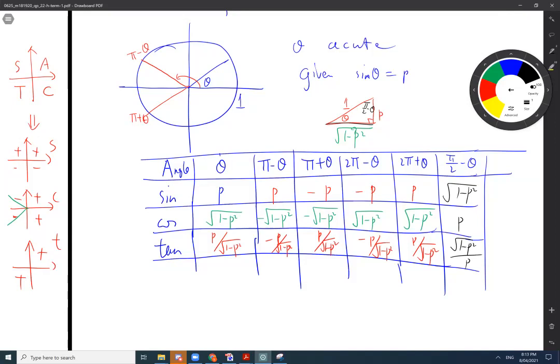This is the idea about the unit circle. Wait, why is that half pi times theta? Minus, not times. Oh, 90 minus. Okay. Oh, yes. Like here, 30 degrees, here will be 60 degrees. Yeah. Okay, cool. Got it.